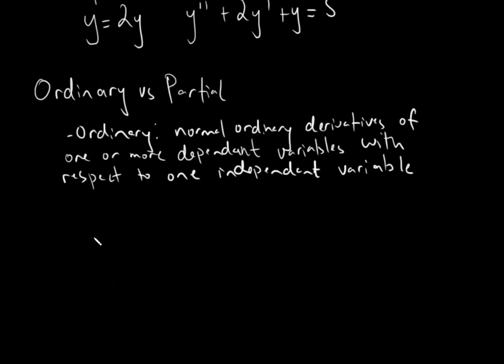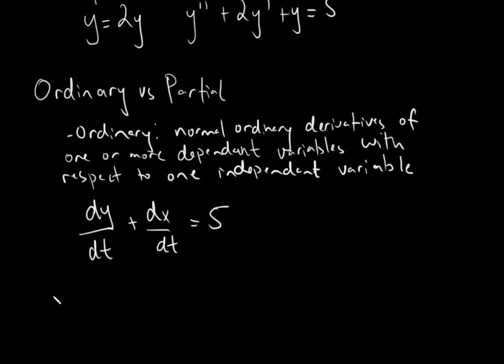We could also have, for example, dy by dt plus dx by dt equals, let's say, 5, and that's considered an ordinary differential equation, because the derivatives are ordinary, and even though you have two different dependent variables, you still only have one independent variable. So this is an ordinary differential equation.